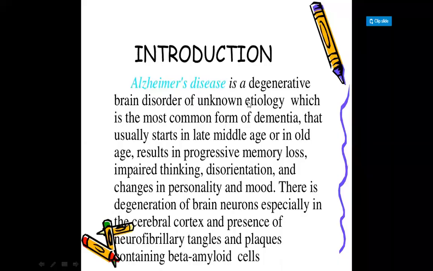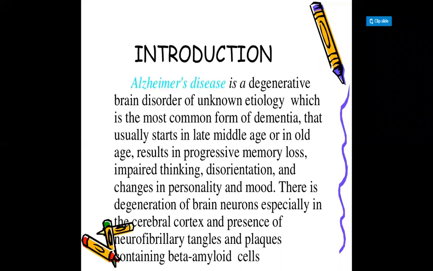So, what is Alzheimer's disease? Alzheimer's disease is a degenerative brain disorder, and the cause is unknown. Degenerative disorder means characterized by progressive deterioration and loss of function in the organ or tissues, which results in brain disorder. It is the most common form of dementia that usually starts in late middle age or in old age, and results in progressive memory loss.